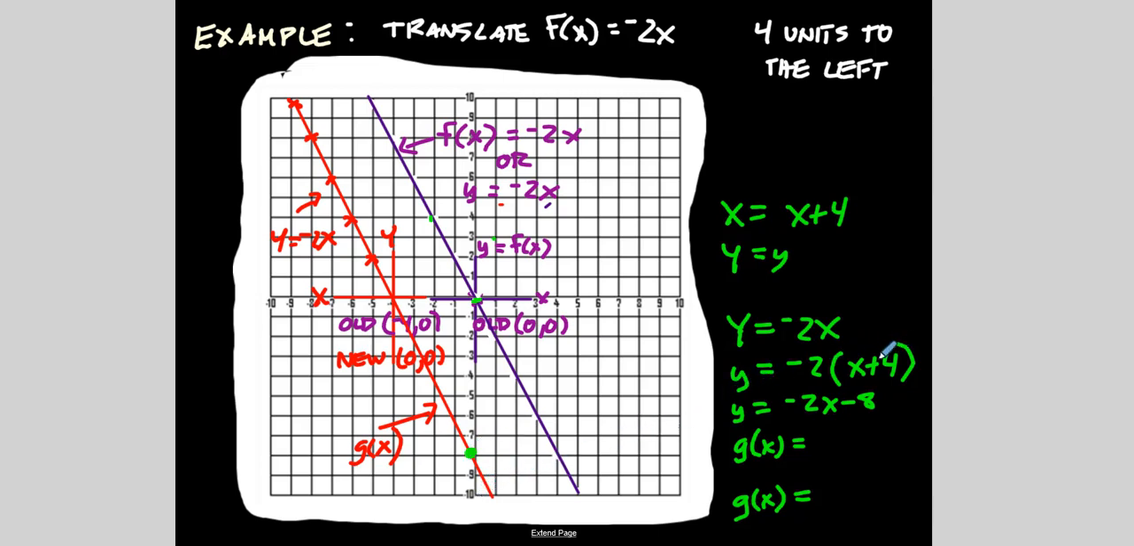Okay, so this does work, but the advantage of writing it this way is you can see the shift. There is a horizontal shift 4 to the left. Okay, so now g of x could be written as negative 2 quantity x plus 4, or it could be written as negative 2x minus 8, or you could write in terms of f. It would be f of x plus 4.